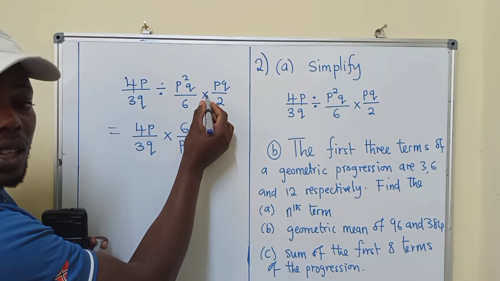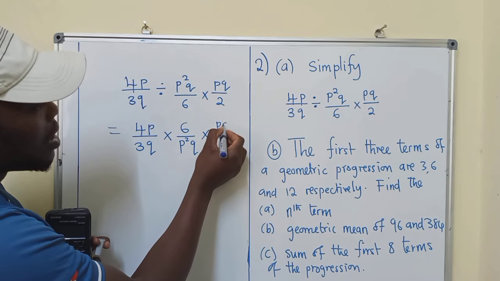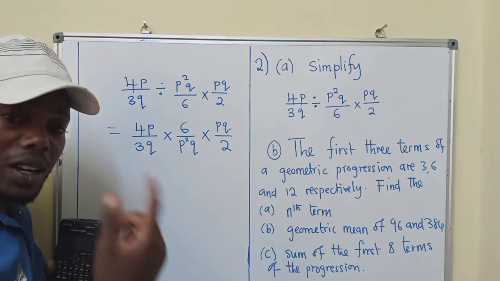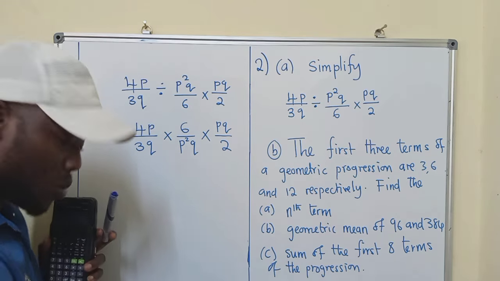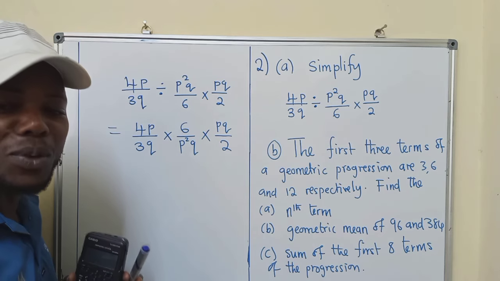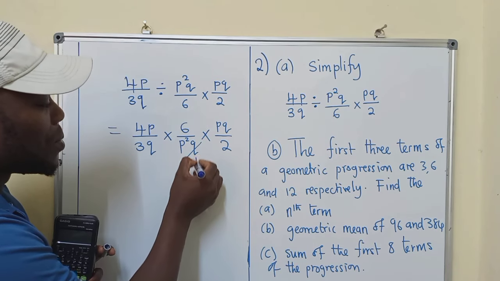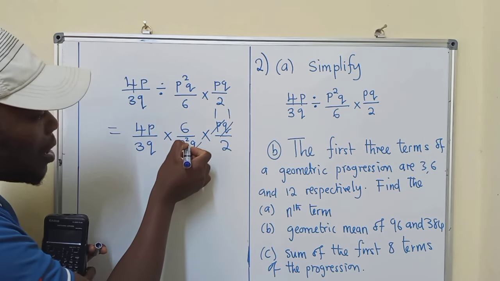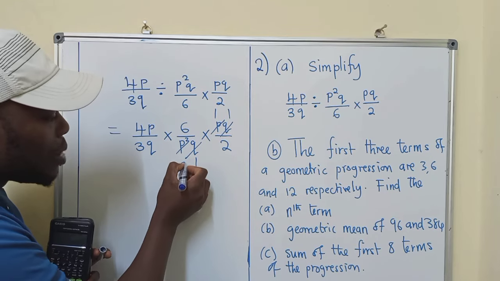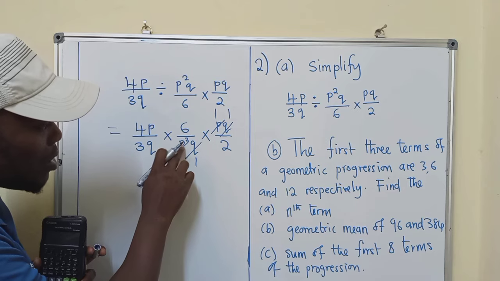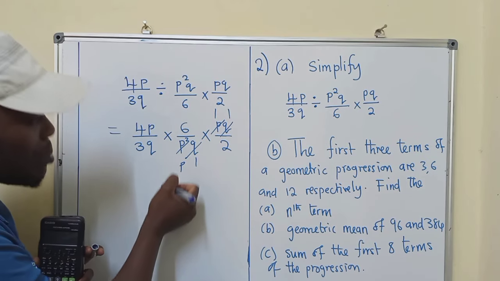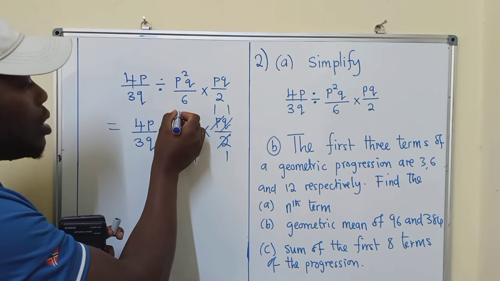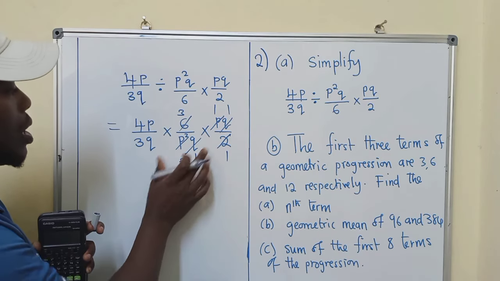And here, do we need to change? No, we maintain the way it looks. Now at this point we can cancel what is cancelable. So q into q is 1 into 1. This p into p power 2 is p; there are 2 p's here because of these 2, so 1 will remain. 2 into 2 is 1, into 6 is 3. Okay, so here we are done.